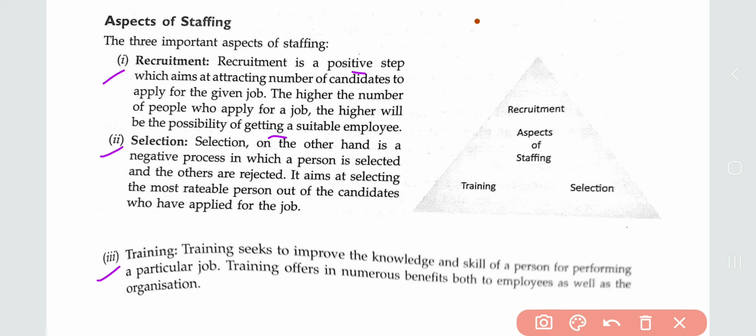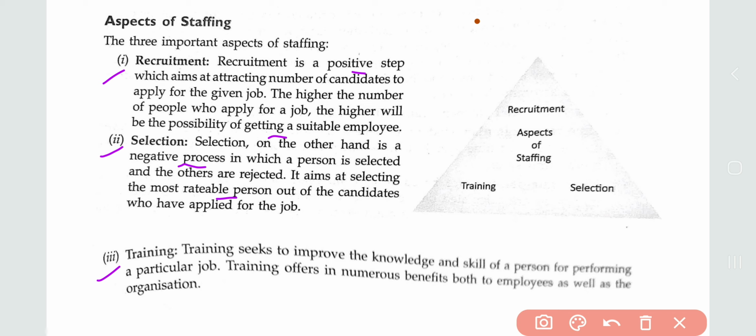Next is your selection. Once the recruitment process is over, you have to select, you have to choose the best possible candidate, the right person for the right job. Remember? That is why you have to reject also. You can't select everybody. So that is why it is a negative process. It aims at selecting the most suitable person out of the candidates. So, selecting the best person.